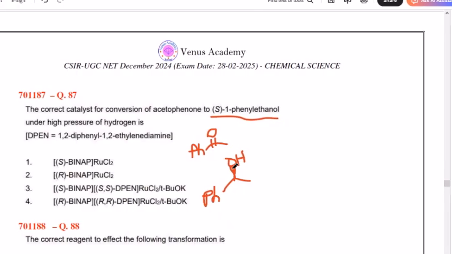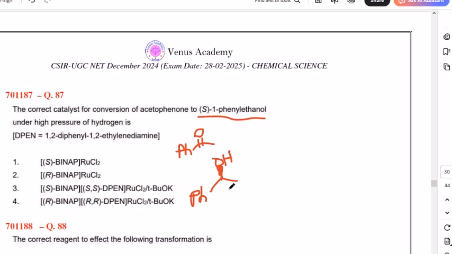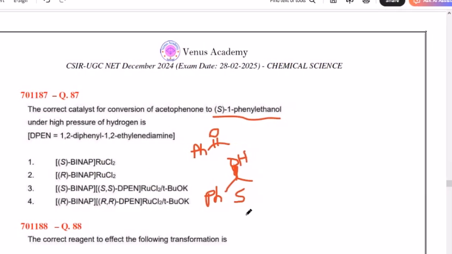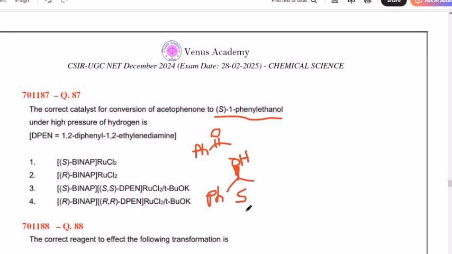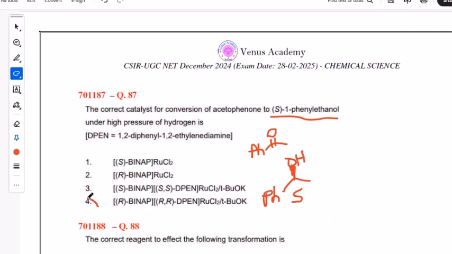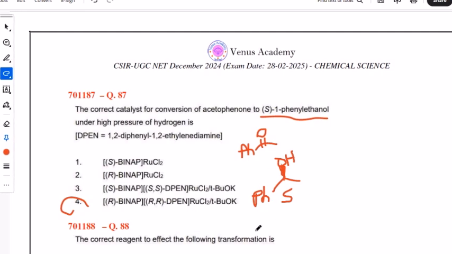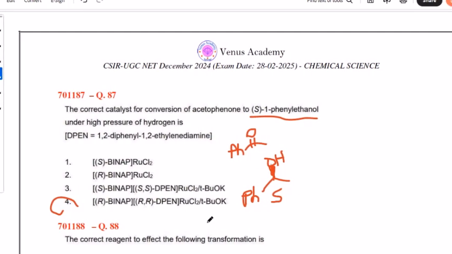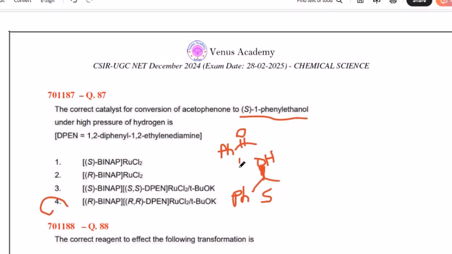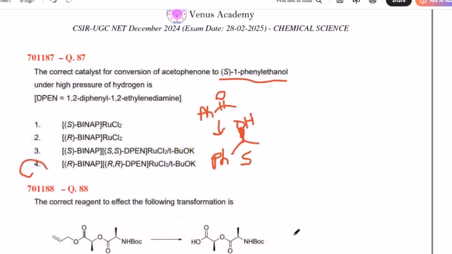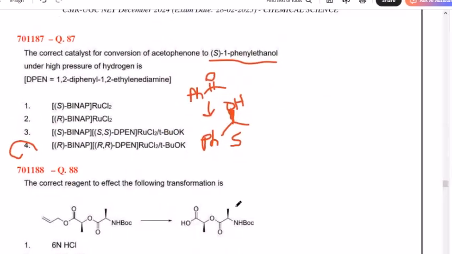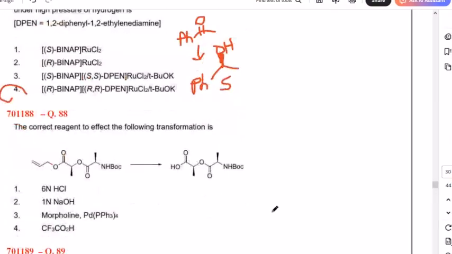This is going to be a thick line. So the configuration is S. This transformation is going to take place when we use R-BINAP, RR-DPEN, ruthenium chloride in the presence of potassium tert-butoxide. We are going to get this reduction, right? So this reaction is stereospecific, right?